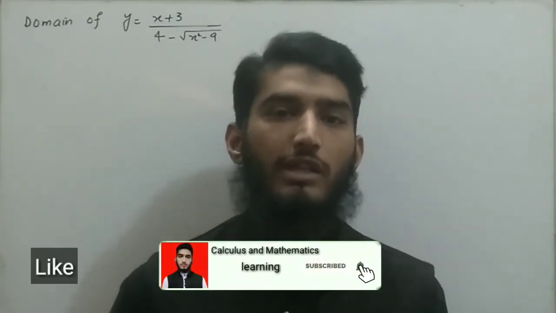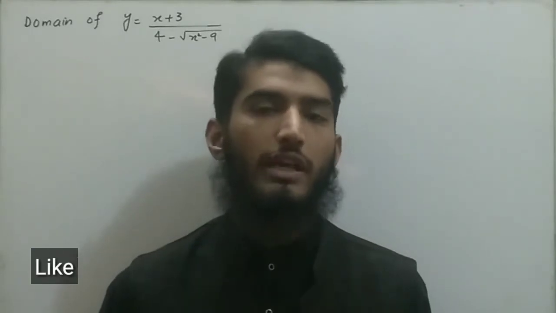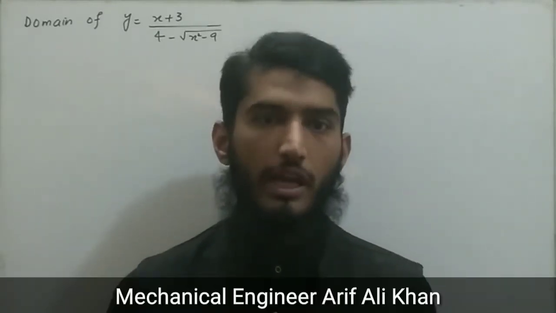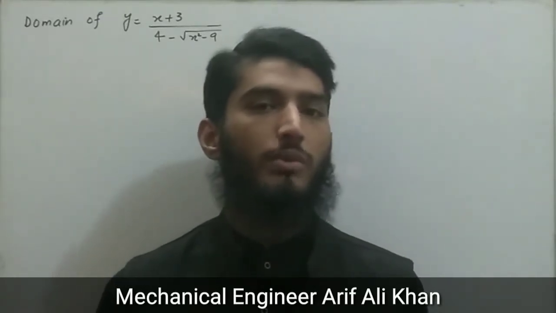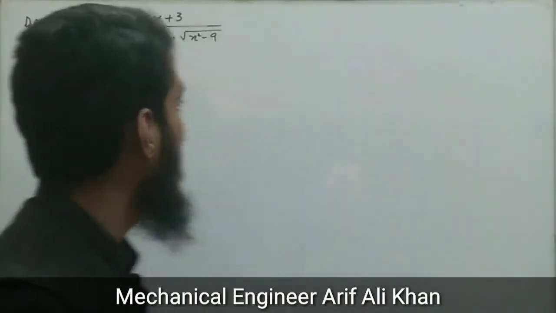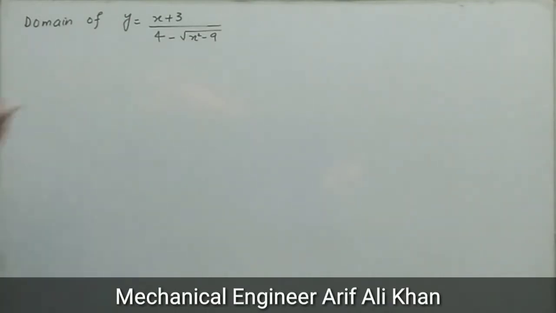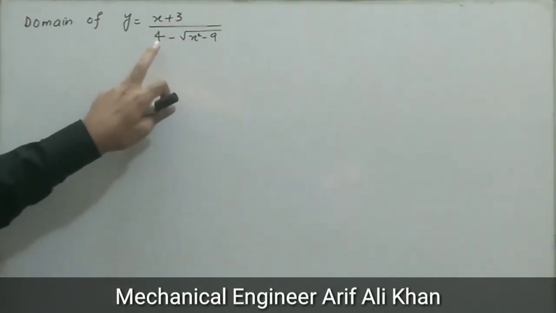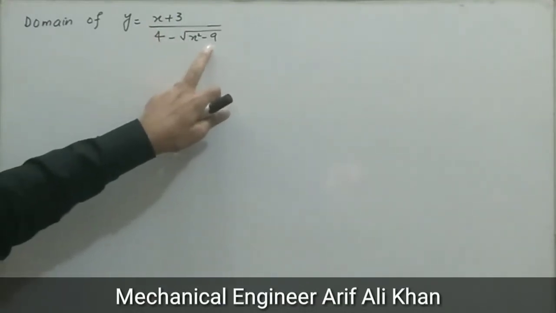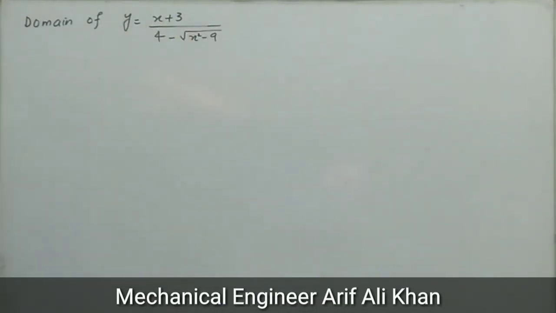In today's video I will solve question number 21 and question number 2 related with the domain and range of the function. But these domain and range of the function will be at BSc level. So let's move toward question number 21. It tells: find the domain of the function y = (x + 3) / (4 - sqrt(x^2 - 9)). Find the domain of this complex function.